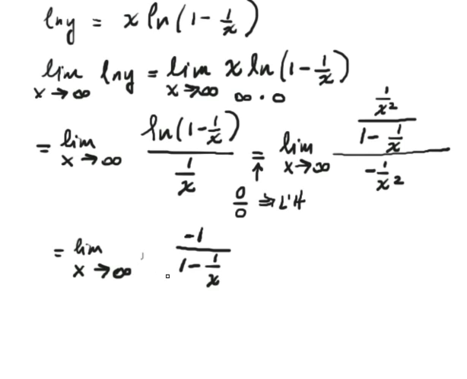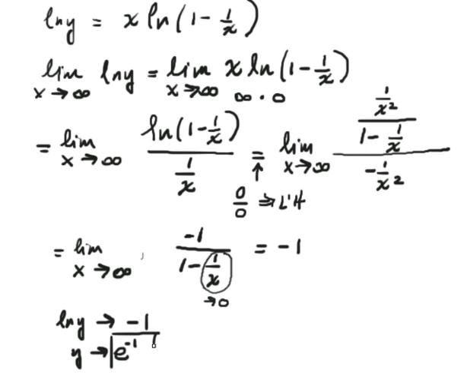As x goes to infinity, 1 over x goes to 0. So the limit of this expression is minus 1. So what we found was the limit of ln y. In other words, we saw that ln y tends to minus 1. Now just raise both sides to e, or exponentiate both sides, and we have y tends to e to the minus 1. So that's our limit, e to the minus 1.